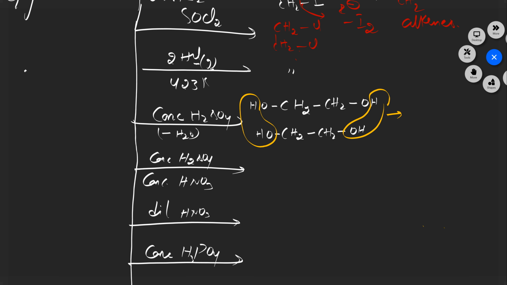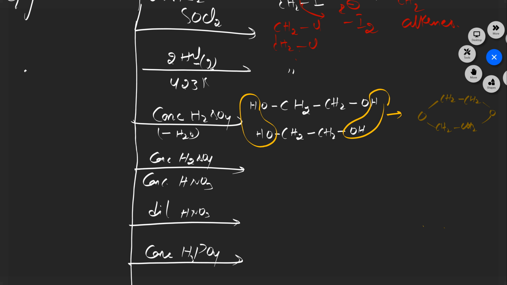So a bond is going to take place between oxygen and carbon, and this one is already bonded. It forms cyclic ether CH2, CH2, and this one is CH2 and CH2. Here it will form oxygen. Cyclic ethers are formed if concentrated H2SO4 reacts with glycol.